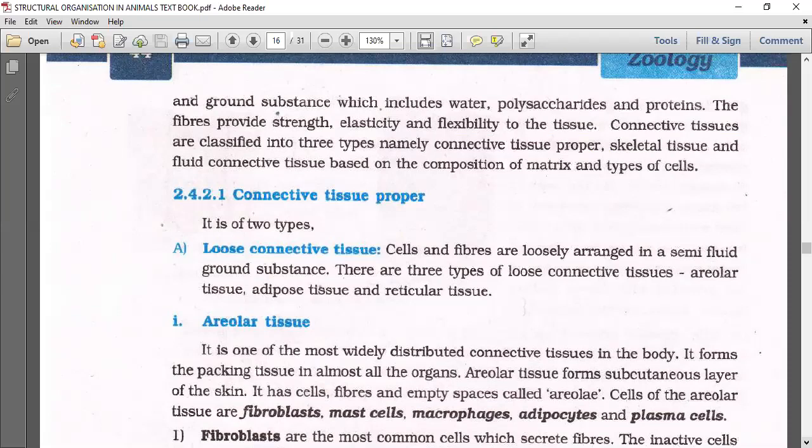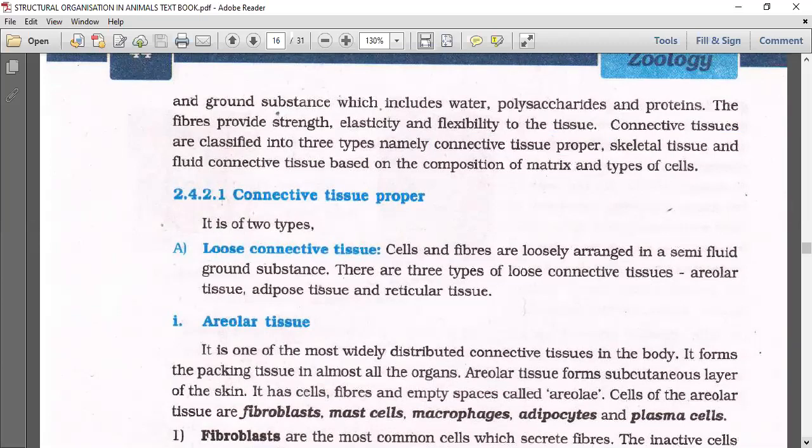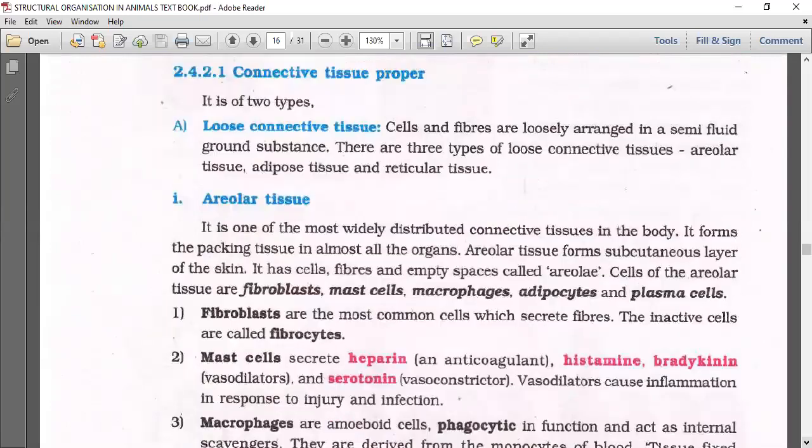The first one is the loose connective tissue, where the cells and fibers are loosely arranged in a semi-fluid ground substance. There are three types of loose connective tissue: areolar connective tissue, adipose tissue, and reticular tissue. We have completed the areolar connective tissue and adipose tissue.